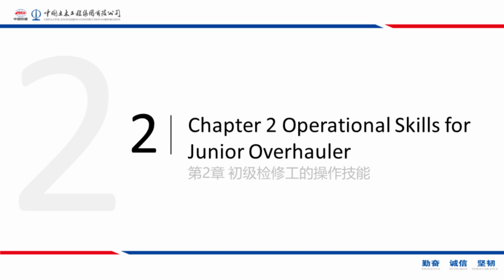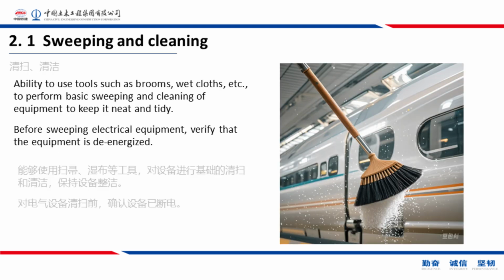PPT 14. Chapter 2 Operational Skills for Junior Overhauler. PPT 15. 2.1 Sweeping and cleaning. Ability to use tools such as brooms, wet cloths, etc., to perform basic sweeping and cleaning of equipment to keep it neat and tidy. Before sweeping electrical equipment, verify that the equipment is de-energized.